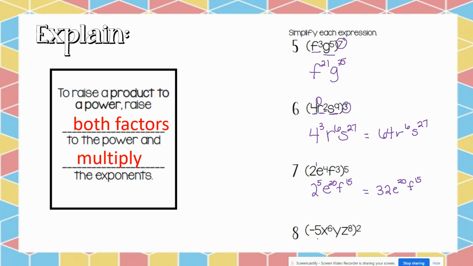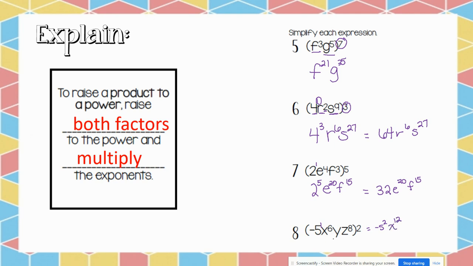Number 8 says negative 5x to the 6th, y, z to the 8th. Remember that negative 5 has an invisible exponent of 1, so that's going to be 1 times 2, which is 2, so we have negative 5 to the 2nd power. Then x to the 6th raised to the 2nd is going to be 6 times 2, which is 12.